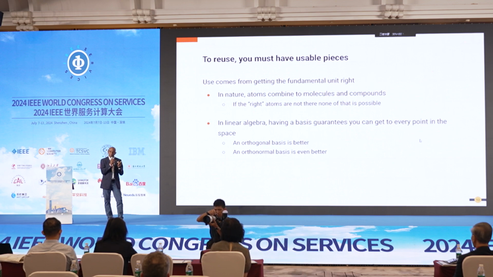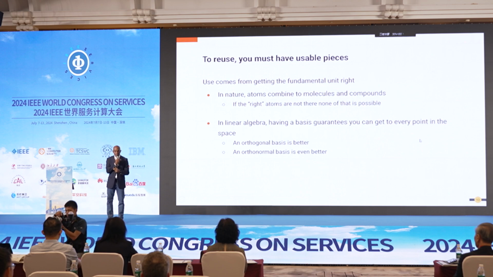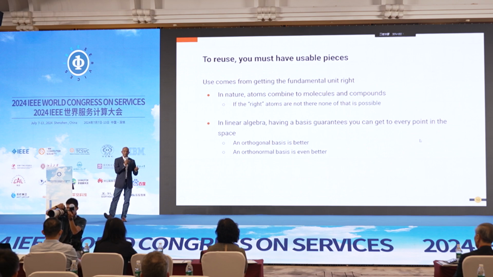So from that point of view, any basis becomes a way in which you can reuse all points in the vector space. Similarly, in chemistry, atoms combine into molecules and compounds and so on. And if you don't have the right atoms, you can't have the right molecules. So for things like service composition, which is a very important area of research, to work effectively, the underlying components you are composing must be at the right level of granularity, right level of abstraction, right level of reusability. Because otherwise, you end up in a big mess.